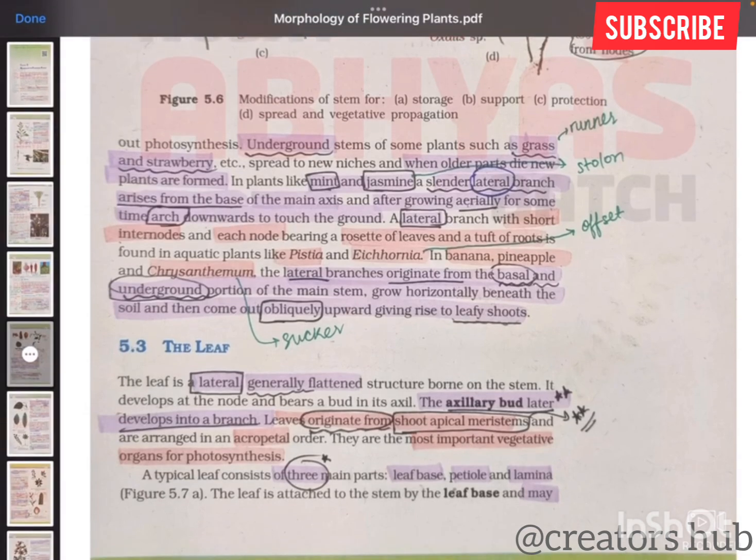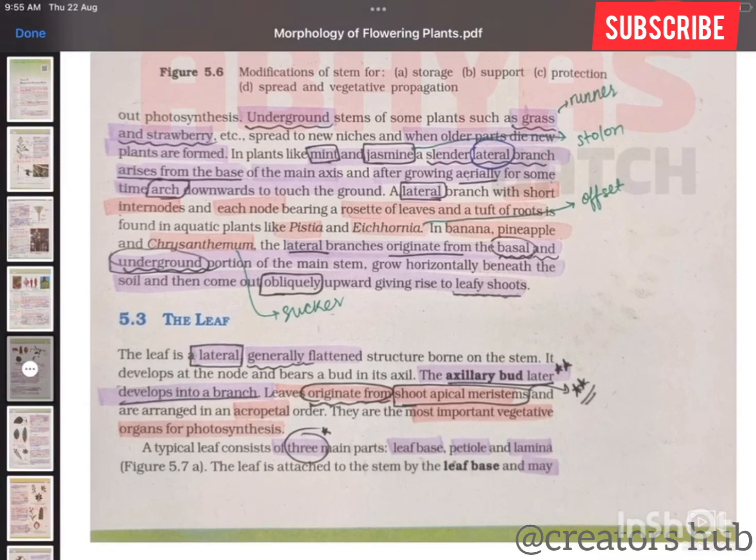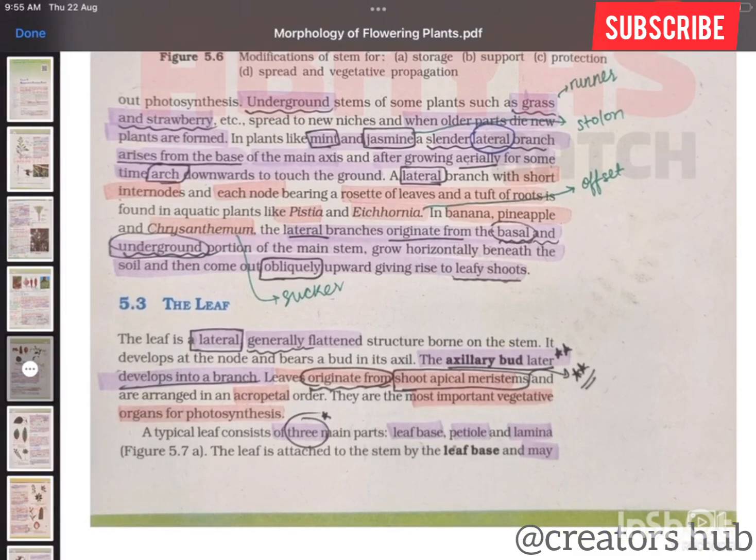A lateral branch with short internodes and each node bearing a rosette of leaves and a tuft of roots is found in aquatic plants like Pistia and Eichhornia. In banana, pineapple, and chrysanthemum, the lateral branches originate from the basal underground portion of the main stem, grow horizontally beneath the soil, and then come out obliquely upwards, giving rise to leafy shoots.